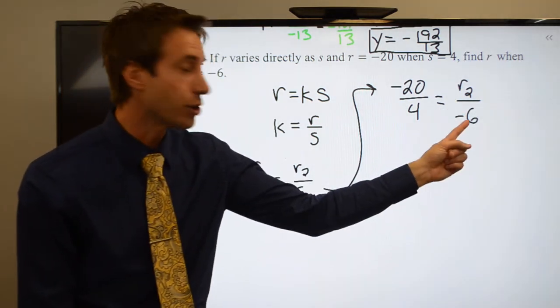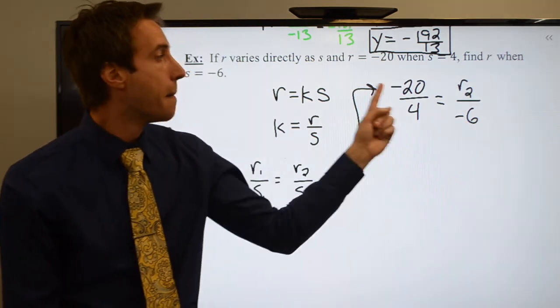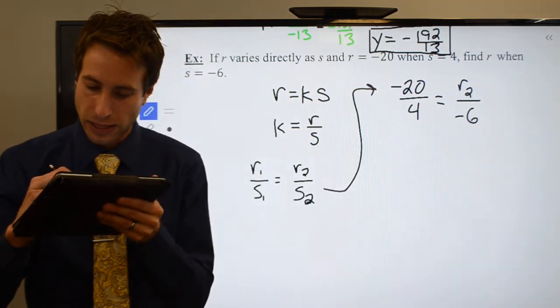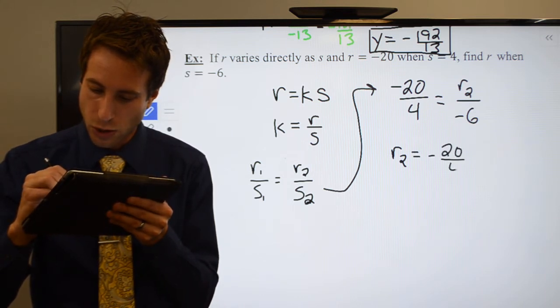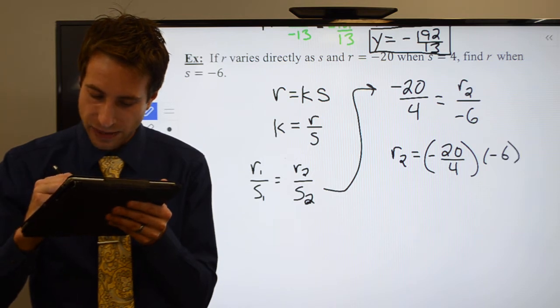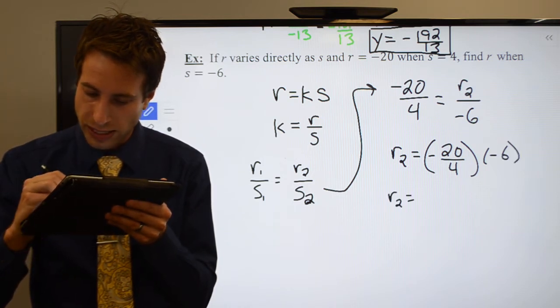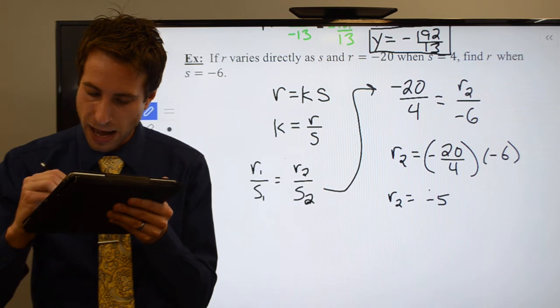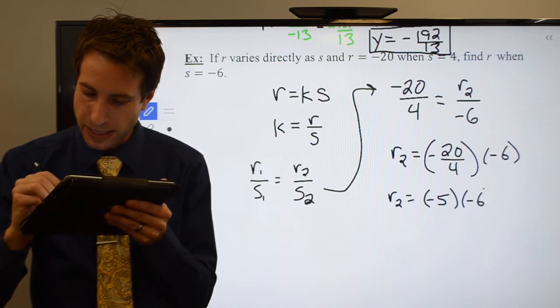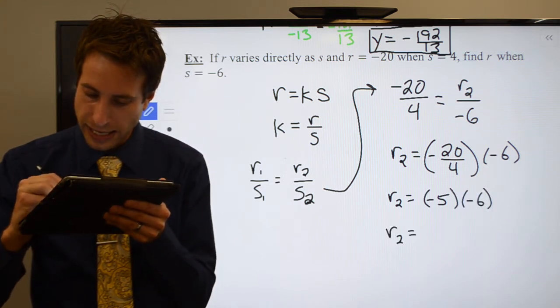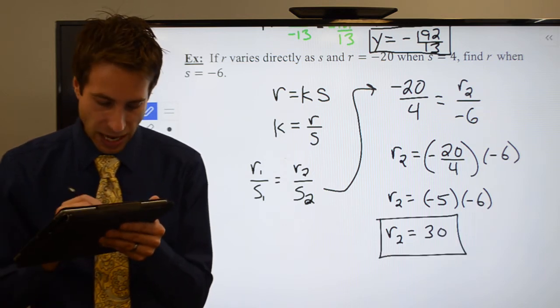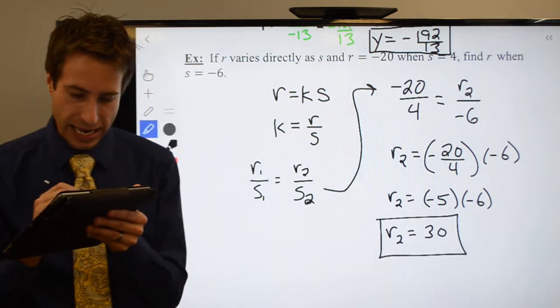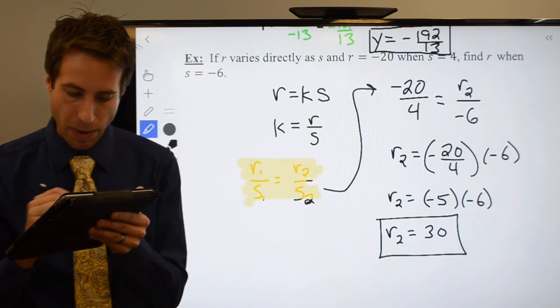You're asked to solve for R2, I'm dividing by a -6, so multiply that -6 to the other side. R2 is equal to -20 over 4 multiplied by a -6. That means that R2 is equal to a -5 times a -6, which means I get R2 is equal to 30.